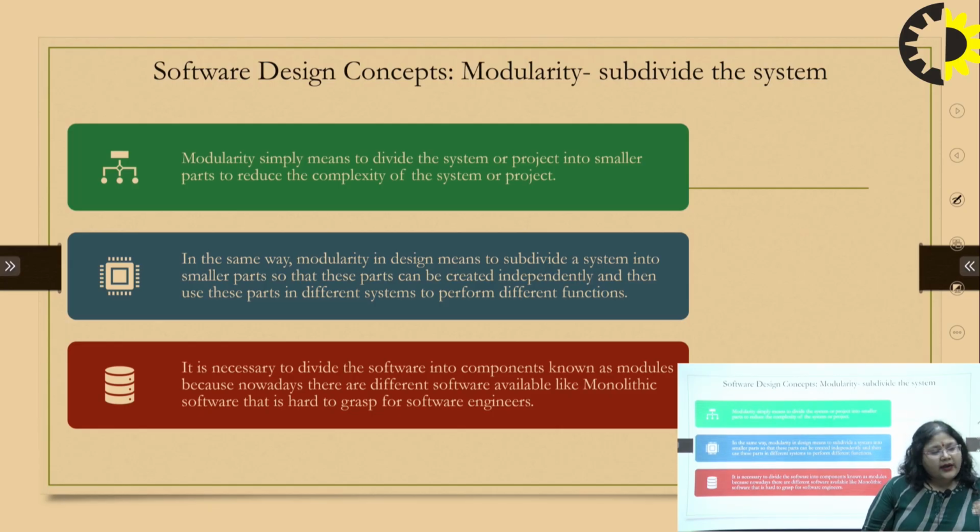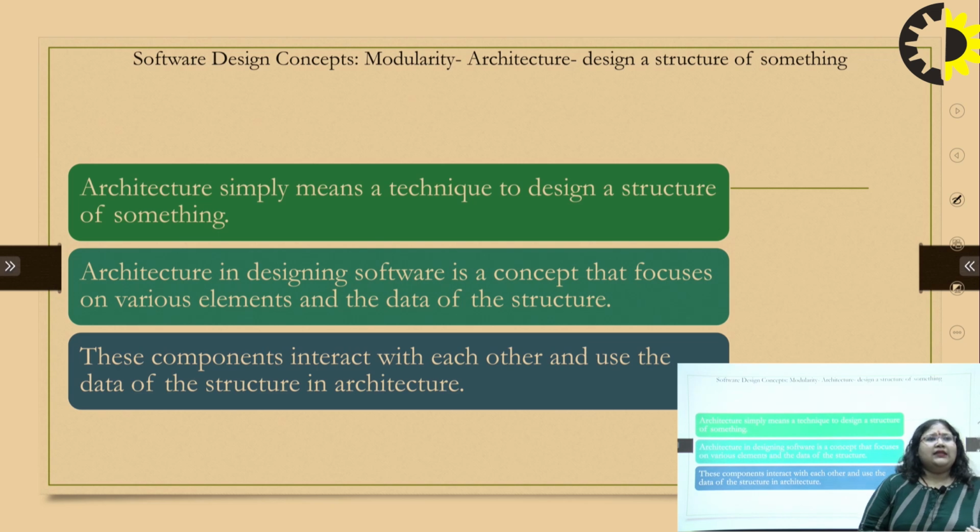This is a very important thing in software design, that we design the modules of the software using the modularity concept, so that we enhance the quality of the system. Now the next is the architecture of the design. It is a simple way of designing the software in which we define the various elements and the data structures of the software. Each and every component interacts with the others and uses the data in the architecture part.